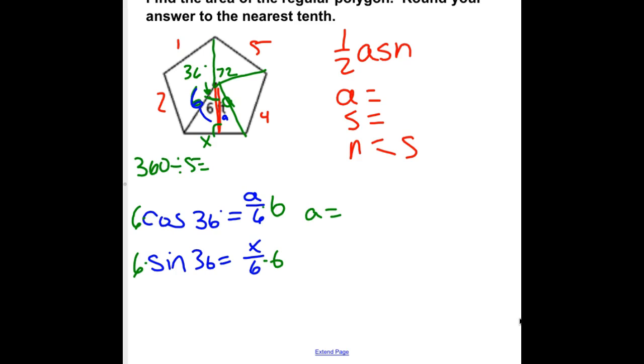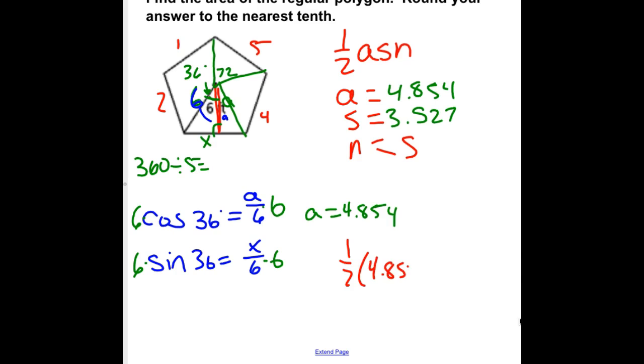All right, I got my apothem to be 4.85. I'm going to give it a few decimal places more, 4.854. My side length, 6 sine of 36, I got that to be 3.527. Now I'm ready to plug everything into that 1/2 a s n. I go 1/2, 4.854, side length 3.527, 5 sides. That's what you might think.